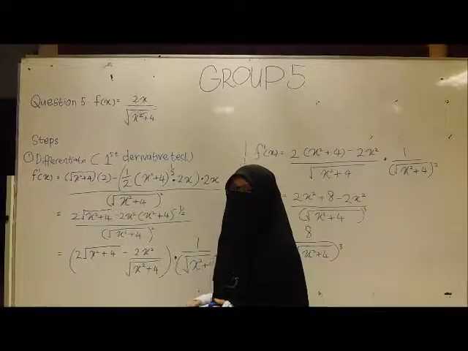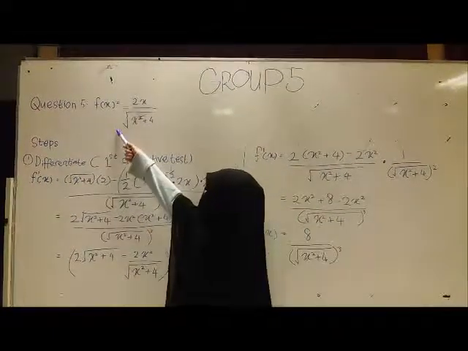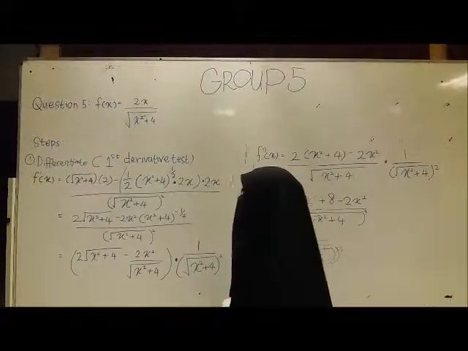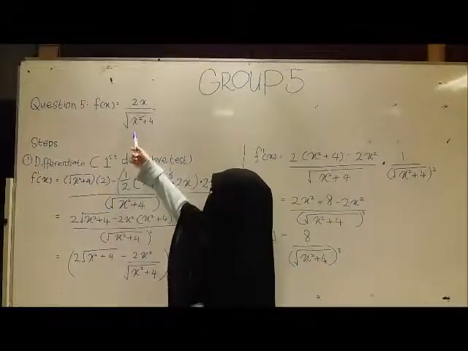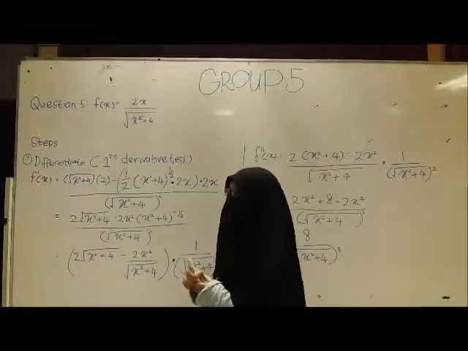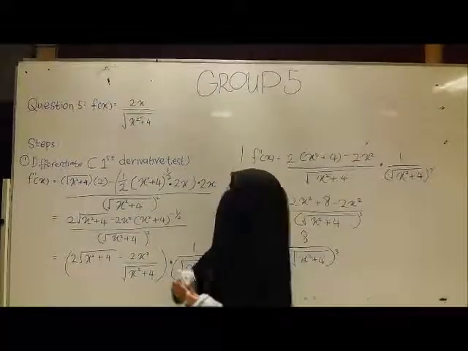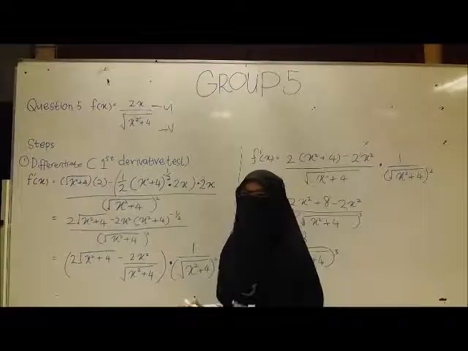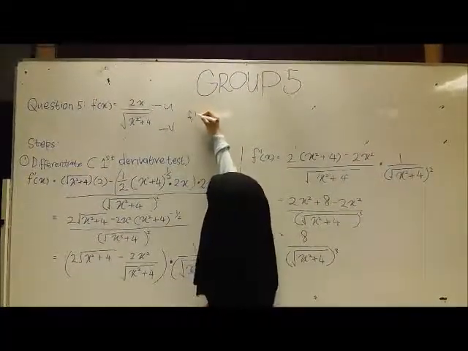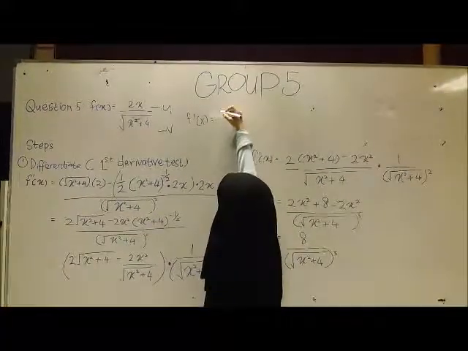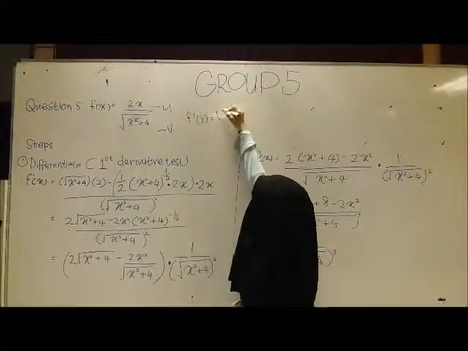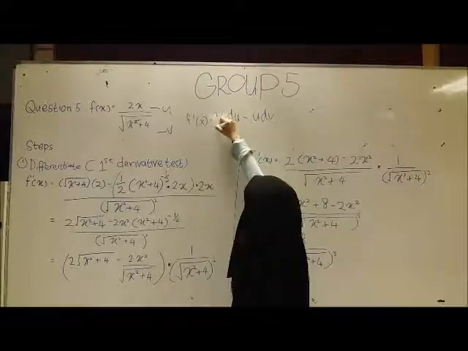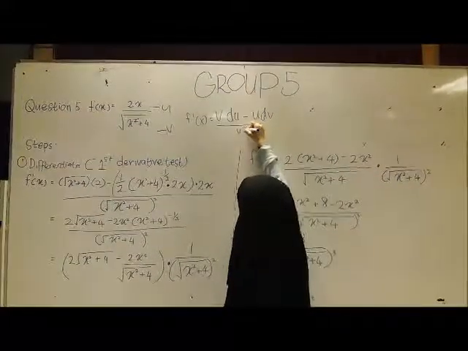We are from group 5 and we are given this function: f(x) equals 2x divided by the square root of x squared plus 4. The first step is to differentiate the function using the quotient rule. This is u and this is v. When we use the quotient rule, it becomes (v du minus u dv) divided by v squared.